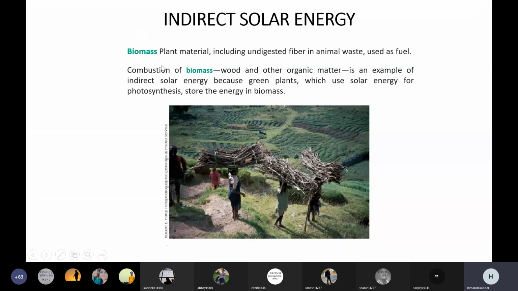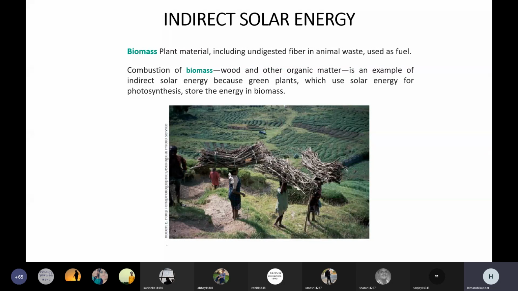So biomass is the plant material, and also it is the undigested fiber in the animal waste which is being used as a fuel. How is this utilized in generating electricity? Simply by burning. You are just burning animal waste, and a perfect example of it is the cow dung cakes, and you are also burning the plant material, the stems, the leaves, all the litter which you get from the plant. You just simply burn them, and wood is also a perfect source of biomass energy.